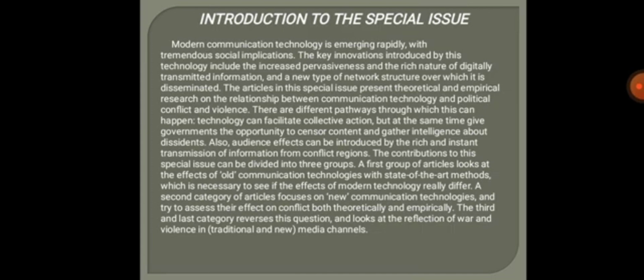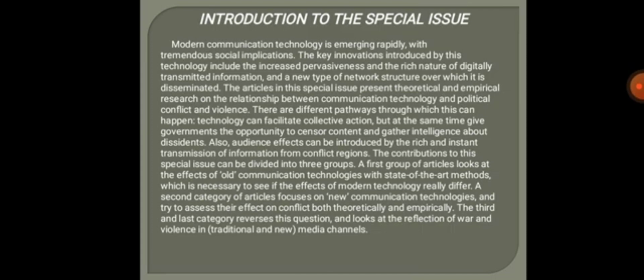The articles in this special issue present theoretical and empirical research on the relationship between communication, technology, and political conflict and violence. There are different pathways through which this can happen. Technology can facilitate collective action, but at the same time, give government the opportunity to censor content and gather intelligence about dissidents. Also, audience effects can be introduced by the rich and instant transmission of information from conflict regions.